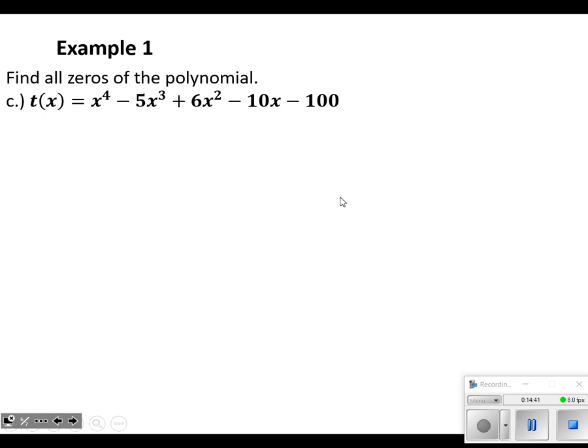If you're following along with the note packet from my class, you may have a different polynomial. Please use this one instead. This is a 4th degree, so I'm expecting 4 zeros, either real or imaginary, to show up. And from our calc table, x equals -2 is a 0. So let's divide that one out, hopefully see our 0 remainder.